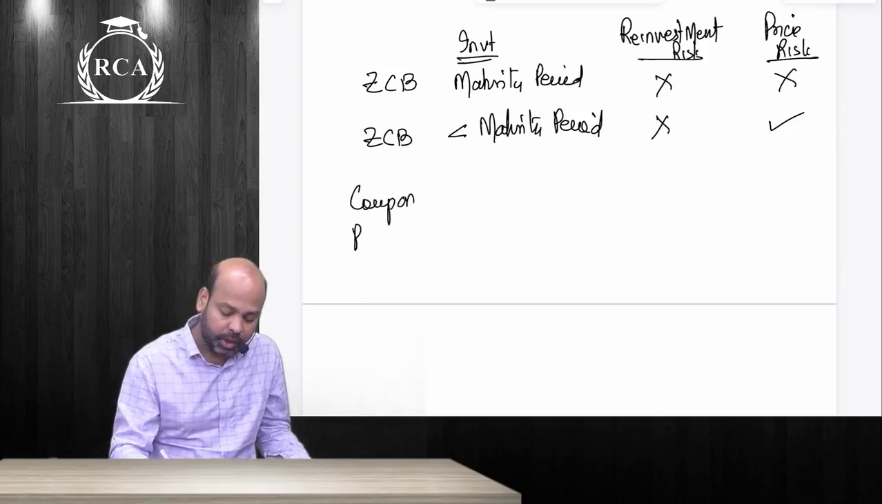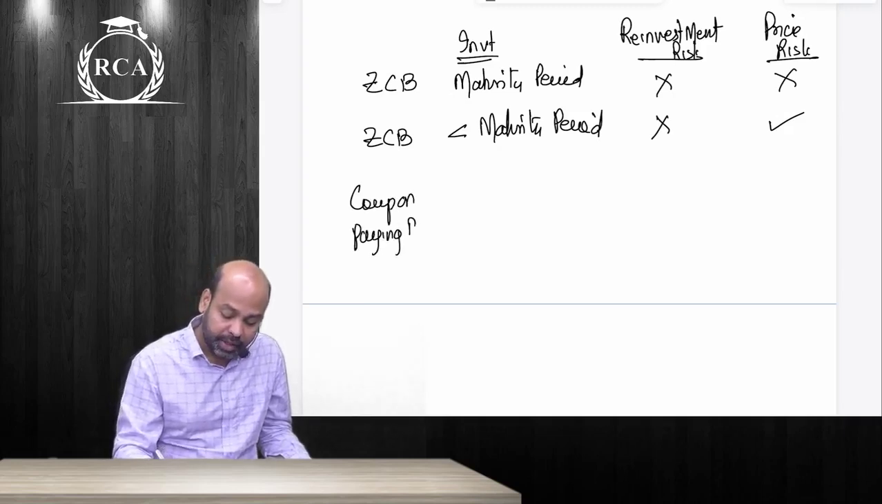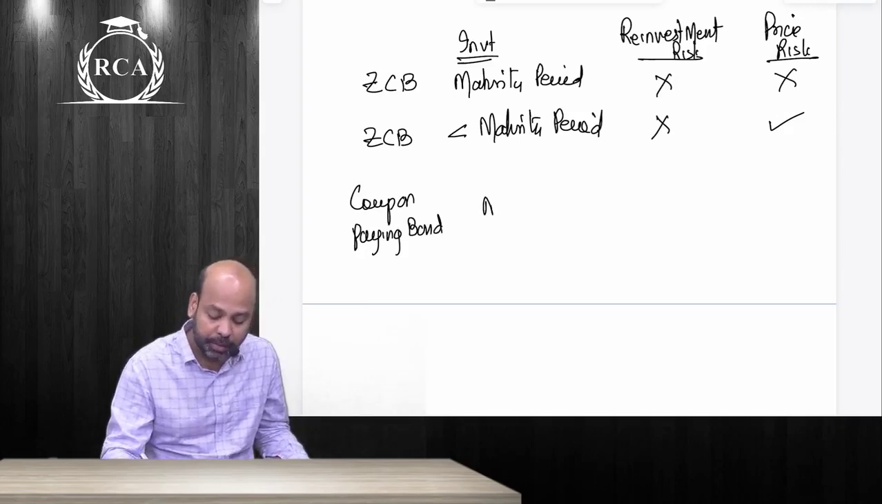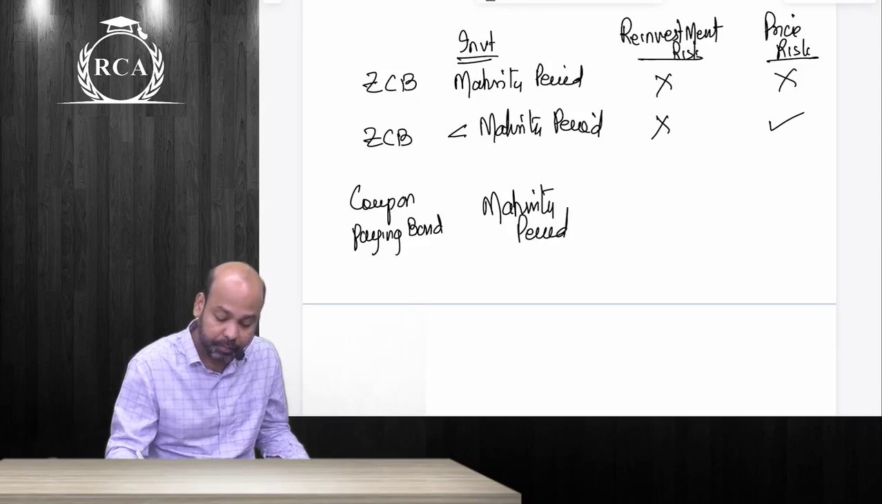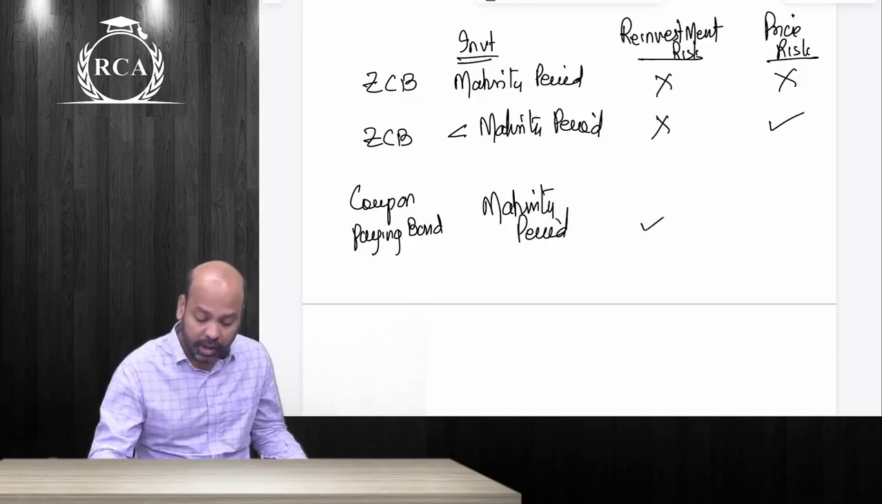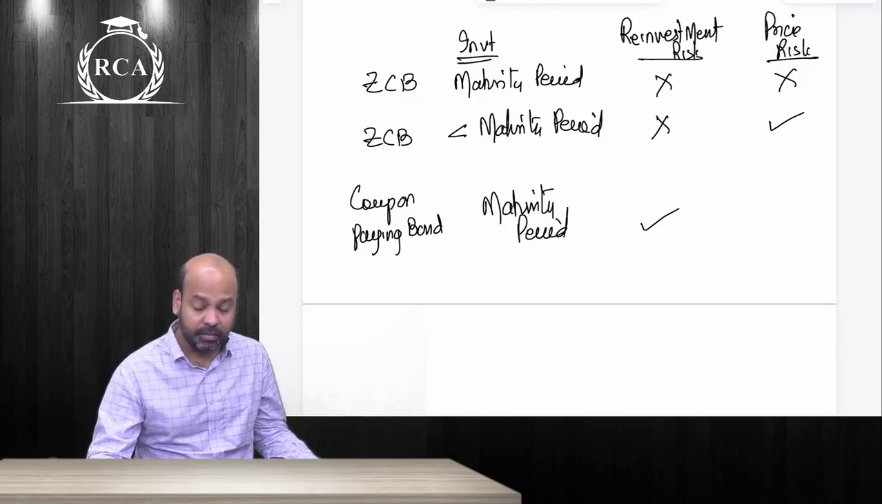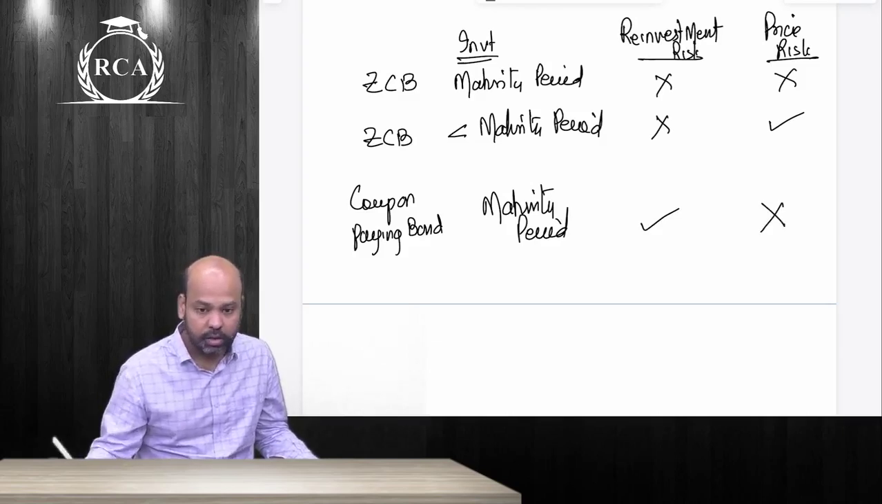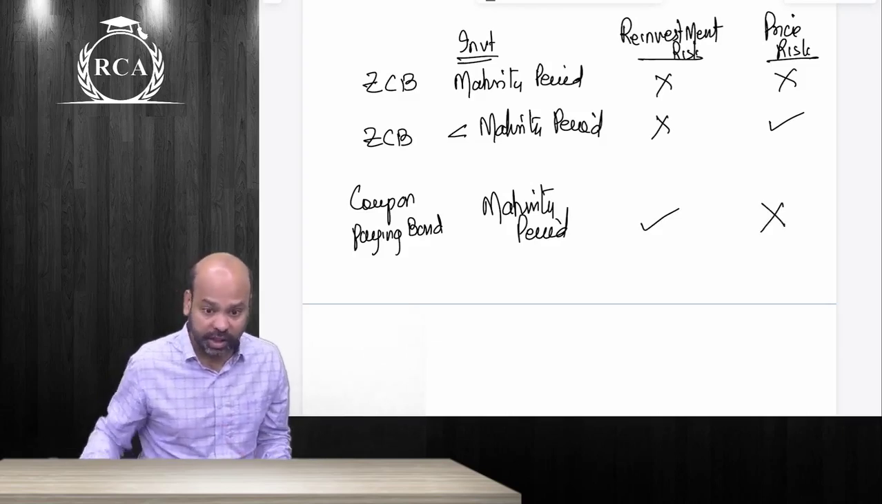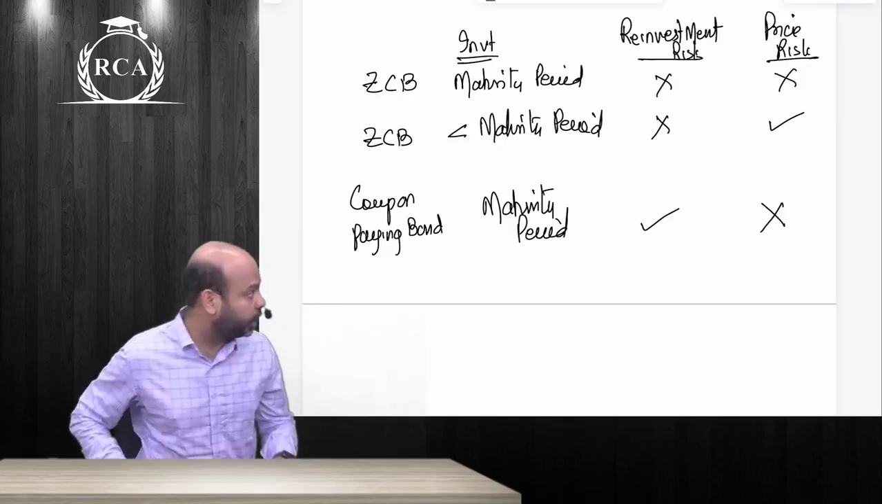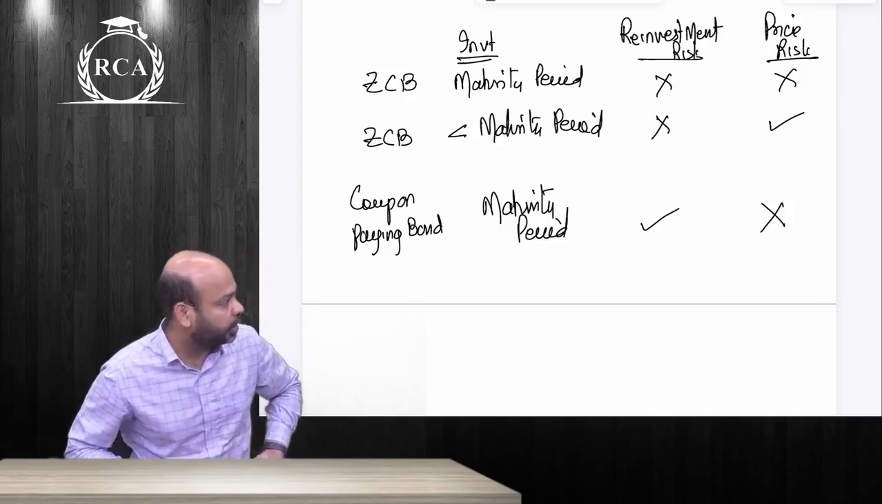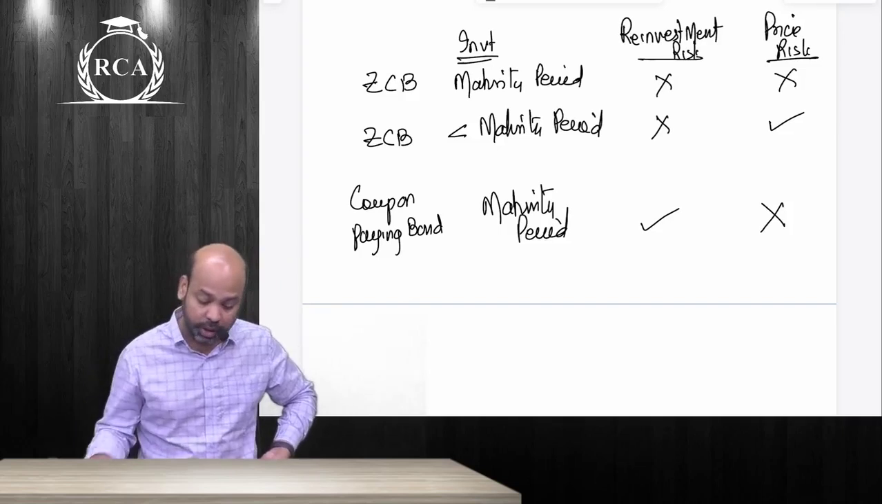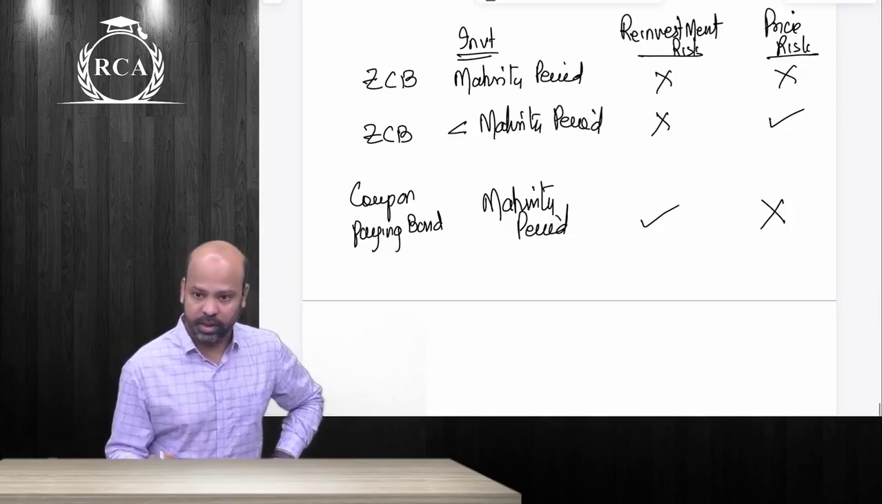Coupon paying bond, guys. If I invest in a coupon paying bond for a period equal to its maturity period, what will happen? I will undoubtedly have reinvestment risk, but there will not be any price risk. I do not have to worry about selling the bond in the market, guys. I'm holding it till the end of its maturity period. So I will not have any price risk. I will only have reinvestment risk.